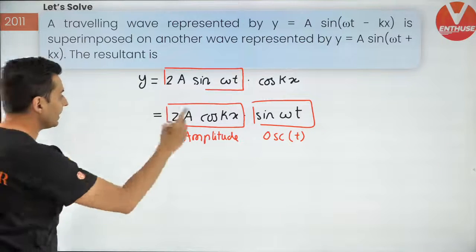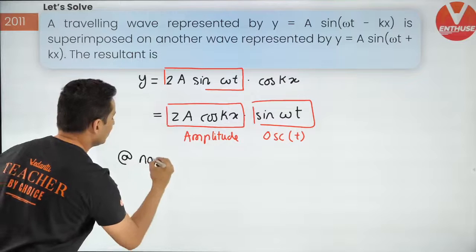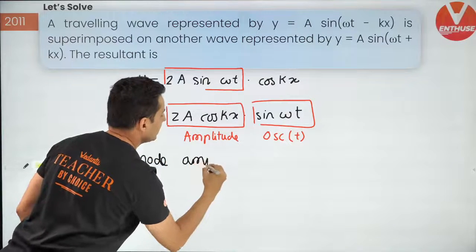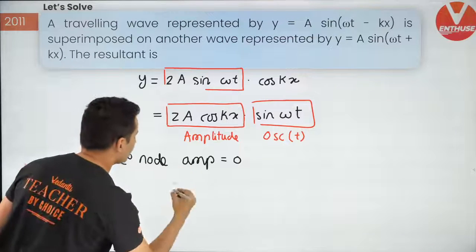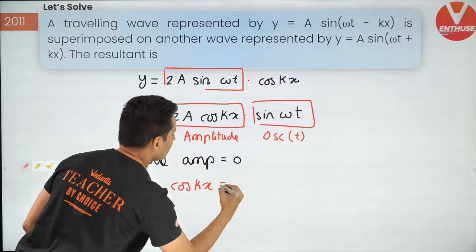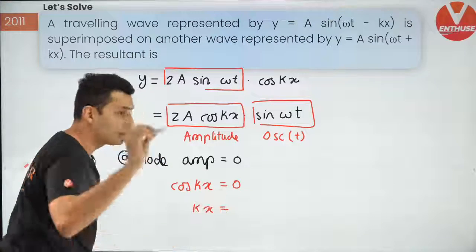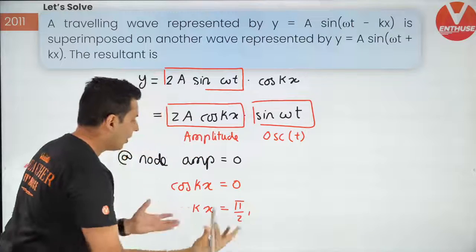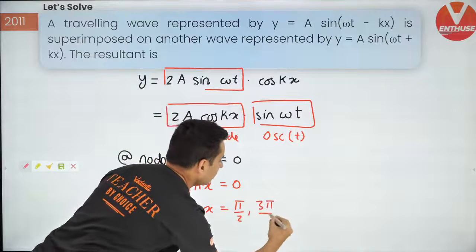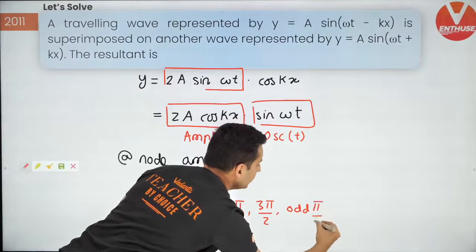Where would the node be? Well, here is the thing. At the node, think about it, the amplitude must be 0. Therefore, this cos kx must be 0. Therefore, kx is equal to either pi by 2 or 3 pi by 2, or basically any odd number times pi by 2.